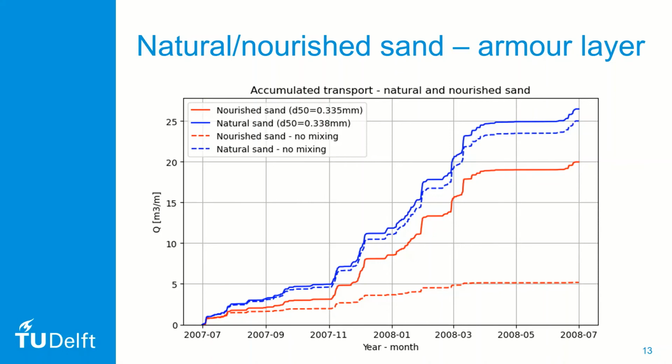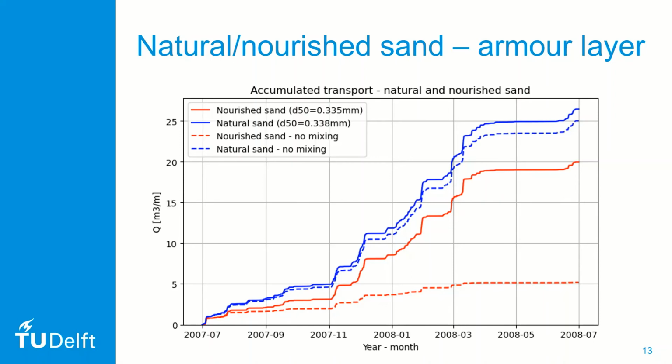First, look at the solid lines. The 2 types of sand have similar D50s, but the nourished sand in red has a higher content of coarse elements. And that is causing supply limitation due to bed roughness, and thus a lower transport rate than the native sand in blue.